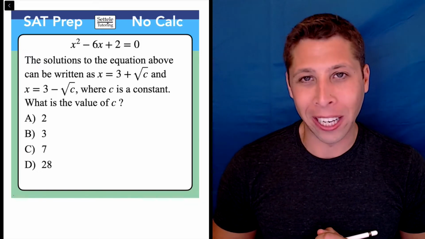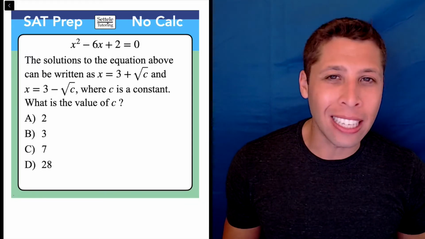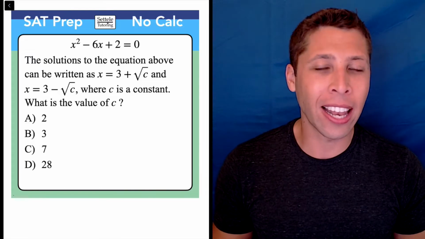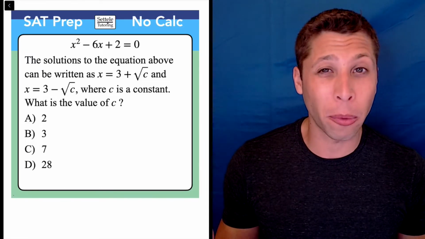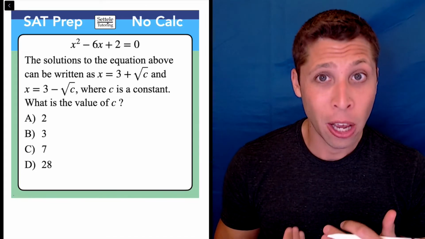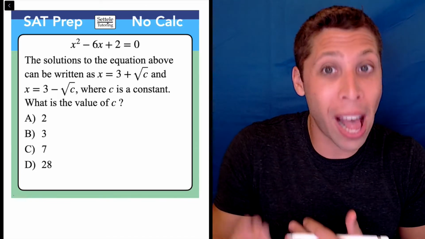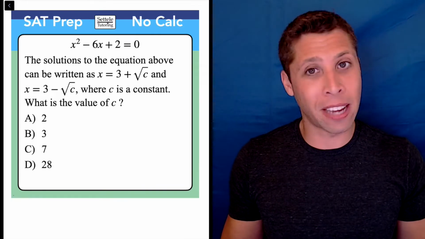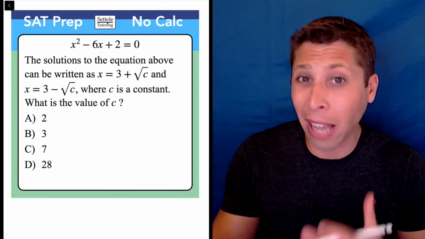This question's a little annoying, but I think it's actually really easy to understand what it's asking. A lot of people just get overwhelmed by the way it looks, but it should trigger something in your mind, right? We have a quadratic. We see that it has solutions with a radical in them. Everybody, by the time they're taking the SAT, has learned the quadratic formula and worked with it a bunch.